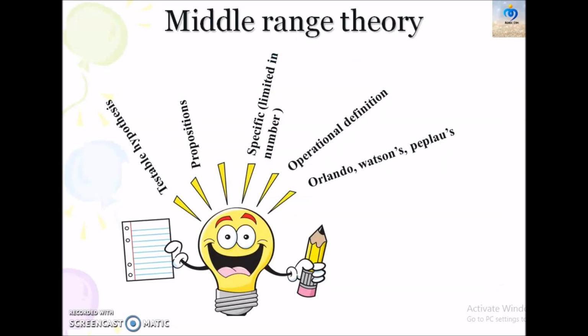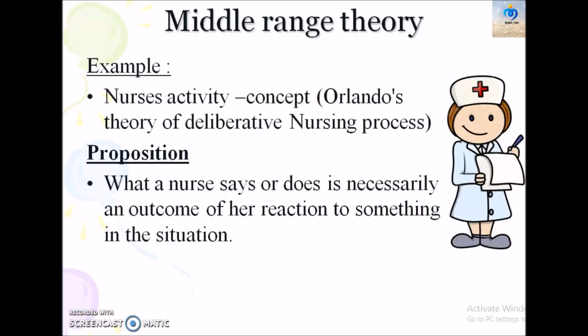Next is the middle range theory. Middle range theories have testable hypotheses. They will have propositions, which are limited in number and very specific, and they will have operational definitions for the concepts. Examples of middle-range theories are Orlando's nursing process, Watson's theory, and Peplau's interpersonal theory.